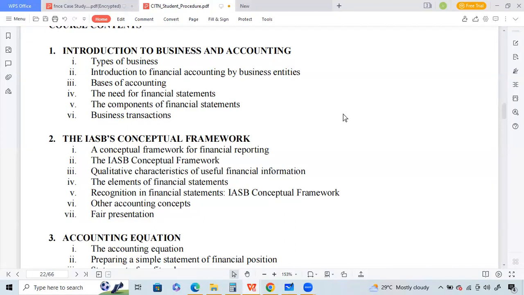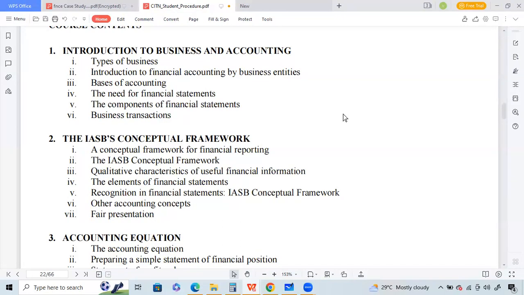After we know the different types of business organization that can exist, we'll go on to the introduction to accounting and the business entity. Then we'll be looking at the basis of accounting.